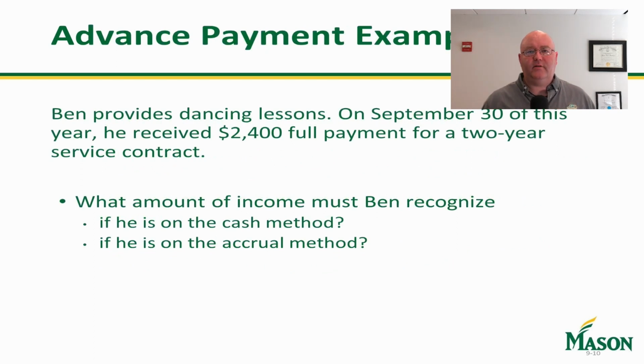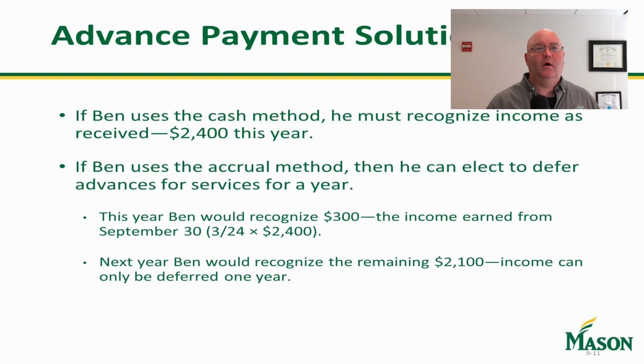Ben provides dancing lessons. Boy, was a consultant and does dancing lessons. Wow, that's really good. On September 30th of this year, he receives $2,400 full payment for a 2-year service contract. If he's cash method, he's going to recognize it today. There's nothing he can do. Accrual method goes beyond the 2 years. I would probably say he can elect to defer services for a year. So you'd recognize $300 now, and then the remaining $2,100 can be deferred only for 1 year. Okay, that's how this kind of works out.